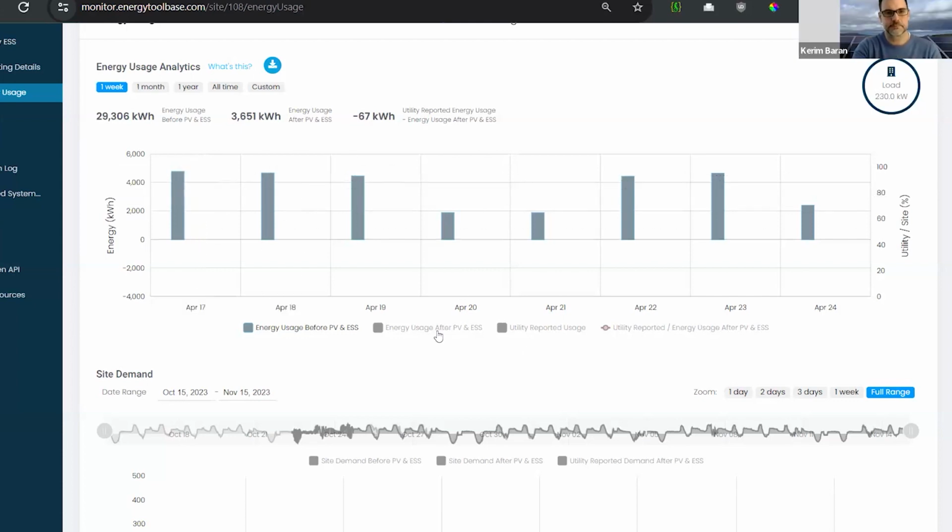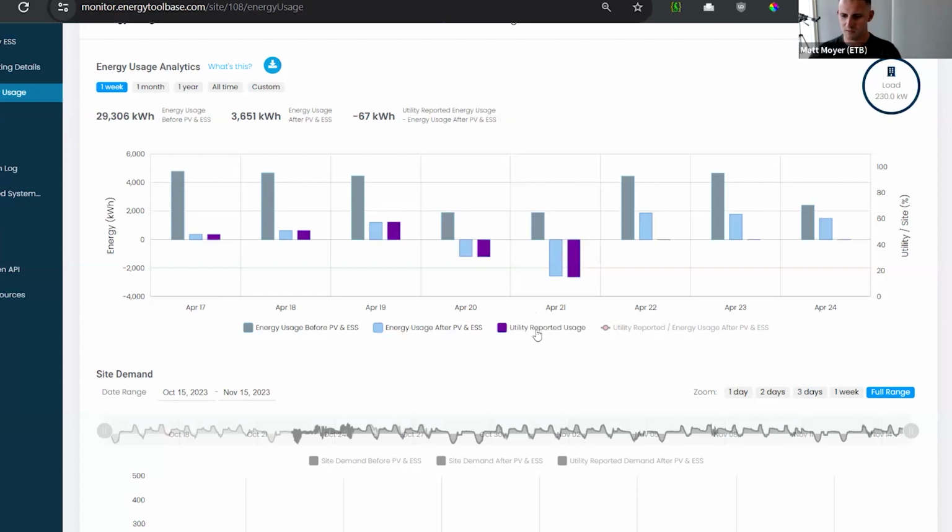You can also see the difference between your gross energy usage and the actual energy usage after solar, after battery. How much did my energy actually decrease, day over day, month over month? And then this is a new one. This is really cool, this feature here.